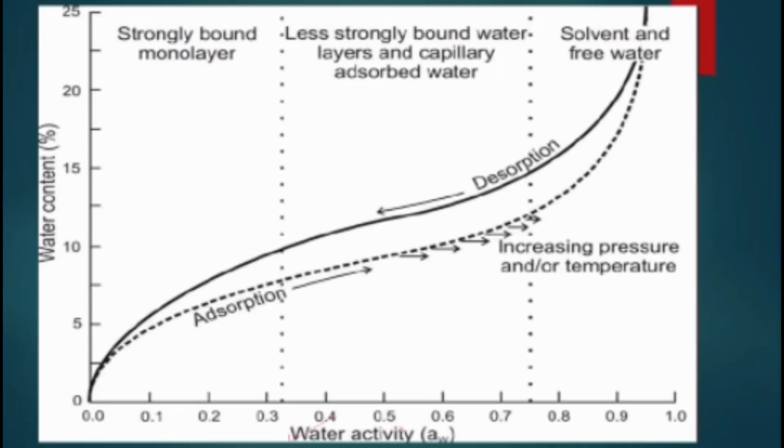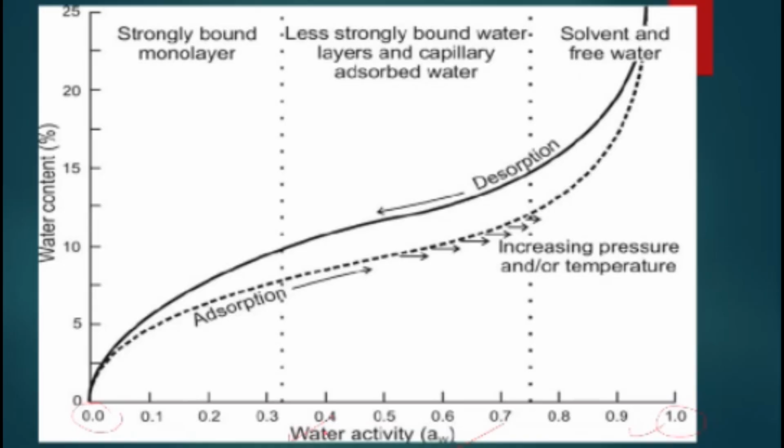Now coming to the components of the sorption isotherm curve. Water activity, AW, is represented on the x-axis. Water activity represents the availability of the free water in the food for the microbial and the chemical activity. It ranges from 0 to 1. 0 means completely dry and 1 means pure water.